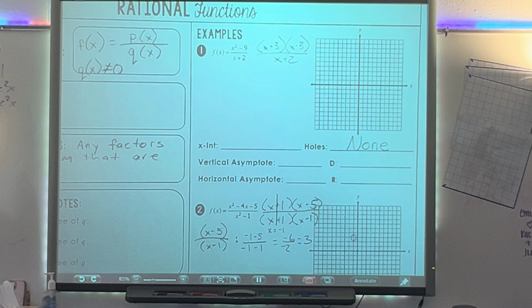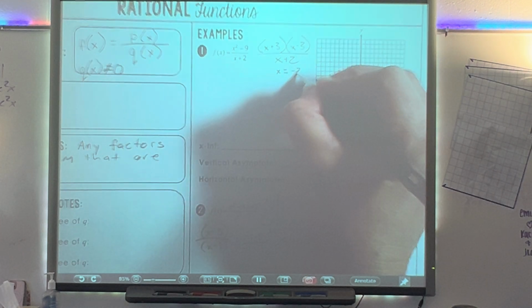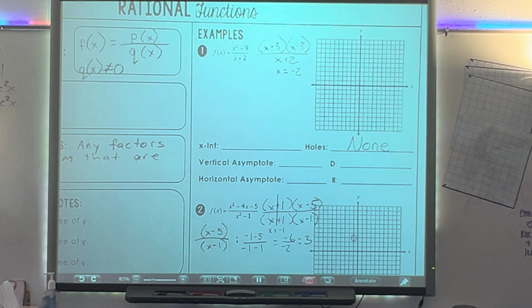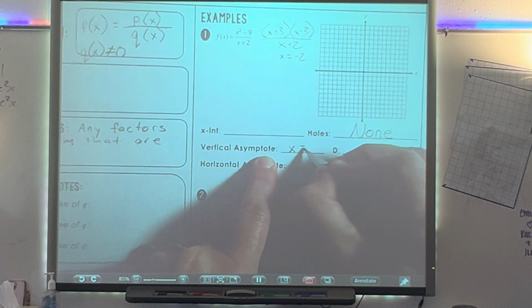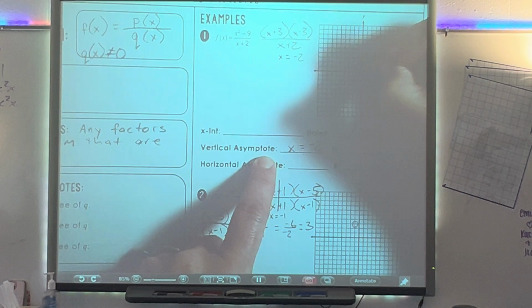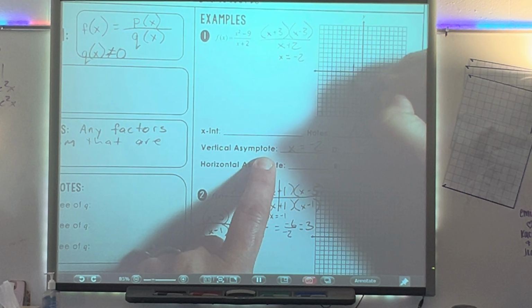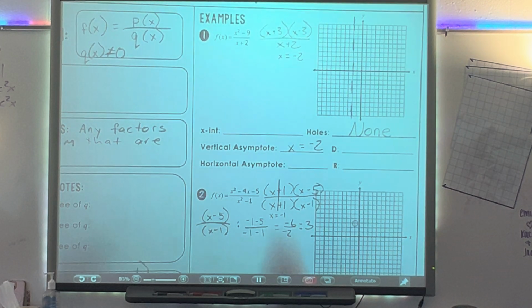My only factor in the bottom is x plus 2, right? If I solve that, then x would be equal to negative 2, right? Yes? So my vertical asymptote here is x equals negative 2. Are we good? I'm going to draw that in. Now it's kind of weird doing two problems at the same time, but we're going to do it.